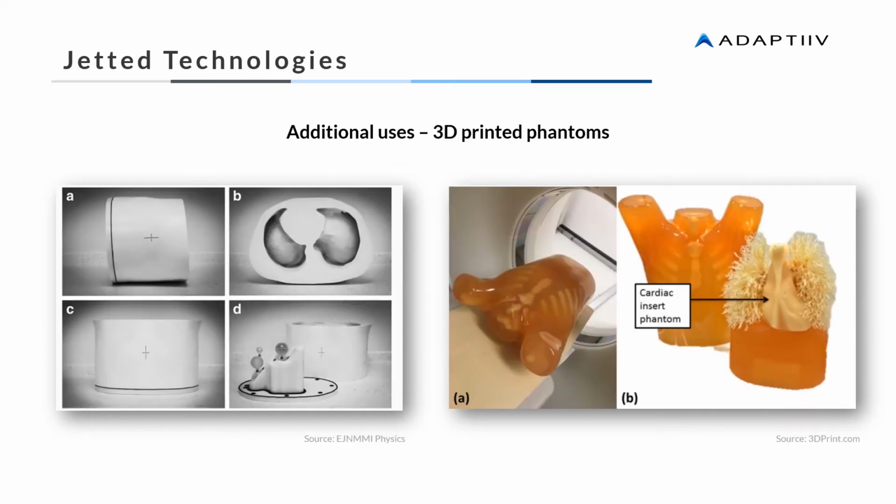Another application of using jetted 3D printing technology is to create anthropomorphic phantoms. Phantoms typically involve larger volumes requiring a significant quantity of material. Jetted printers offer the possibility of 3D printing in various colors and are an ideal solution for producing anthropomorphic phantoms.